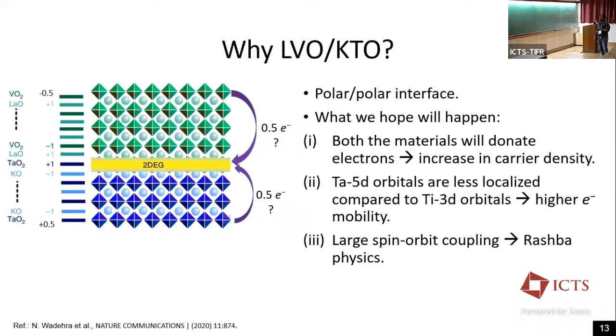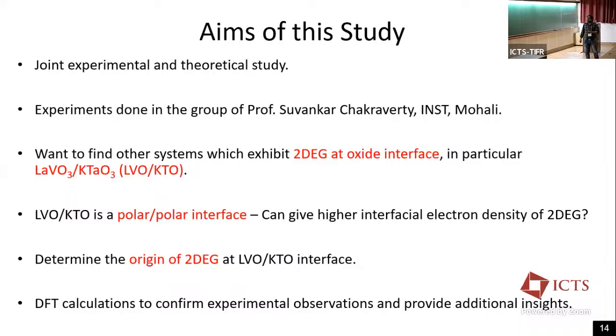Okay. So also there is KTO, which has a very large spin orbit coupling, one order of magnitude larger than the STO. So you can expect very interesting Rashba physics, but I will not go into this topic in today's talk. I will mainly cover the results without spin orbit coupling. So these are the aims of the study, for which I have already mentioned many reasons. And these are the experiments done in Professor's group from IISER Mohali. And we will examine the origin of the 2DEG at the LVO-KTO interface from our theoretical calculations and try to confirm some experimental observations and provide some additional insights.